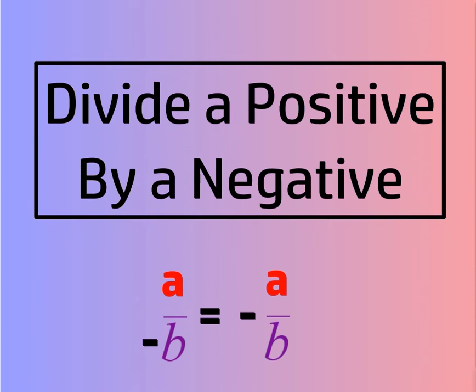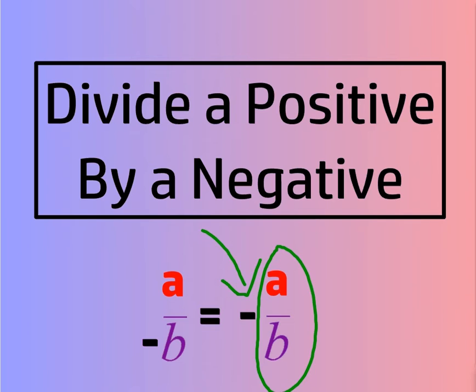Okay, since we're running out of battery power, let's go ahead and write this rule down real quick. Dividing a positive by a negative, you're going to do the same thing as we did before. You're just going to figure out the answer and then make it negative. So a over negative b is the same as negative a over b.